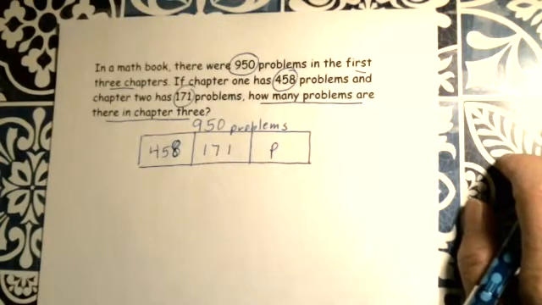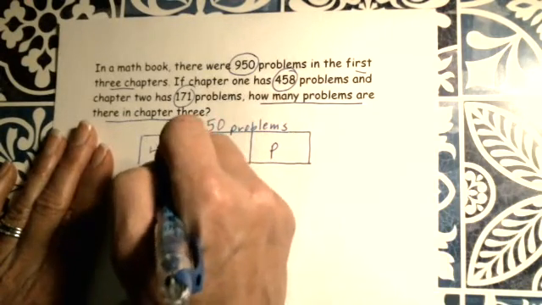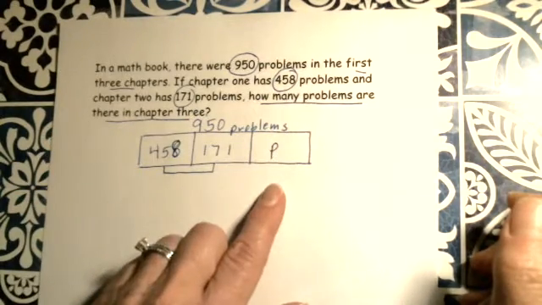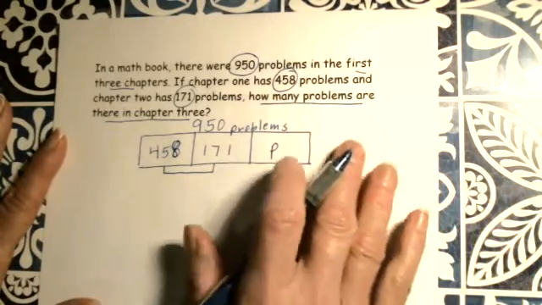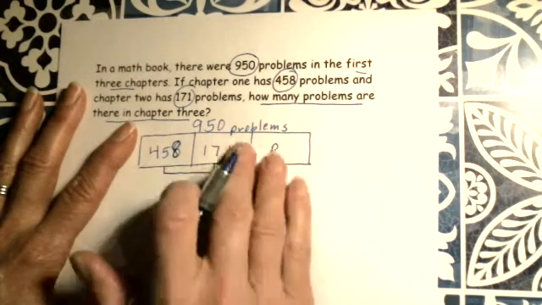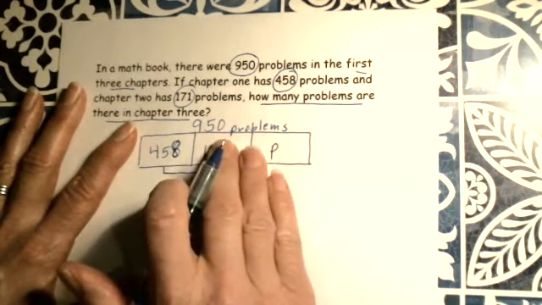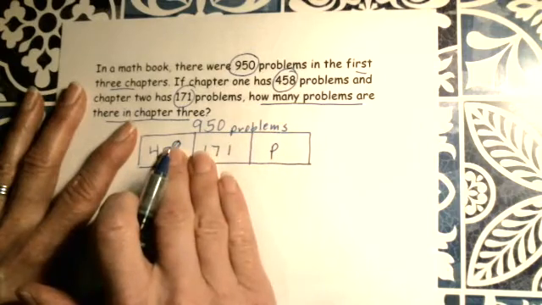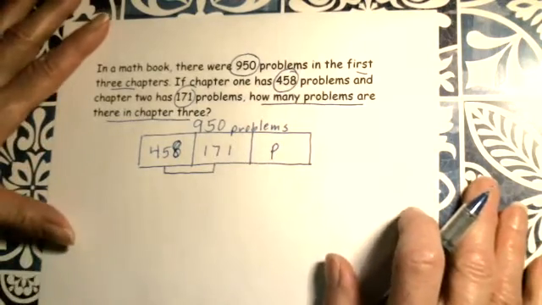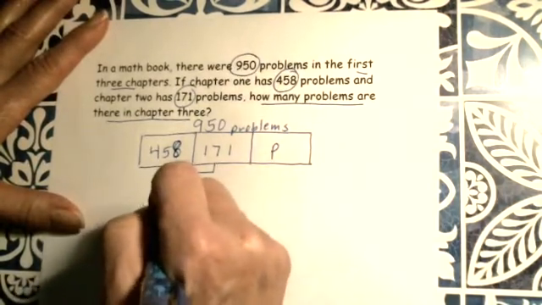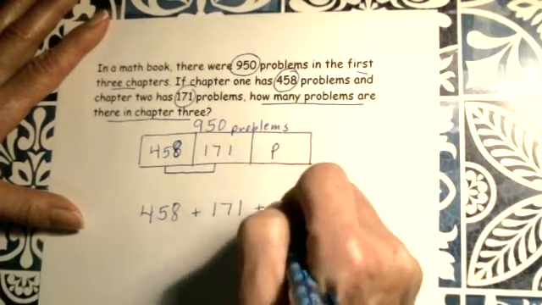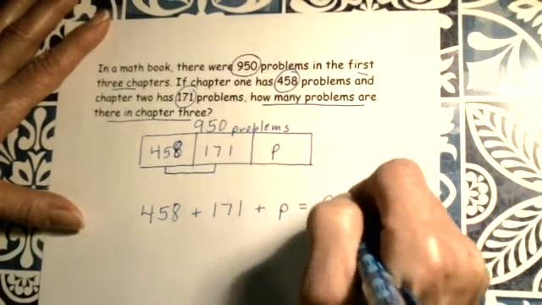P for problems. So we have a total, and then we have 2 of the chapters. We have to find the 3rd chapter. So to do this, if they give us a problem where they give you the total and then they give you parts of the total, you have to add these 2 up. And after you add these 2 up, you subtract it from 950. So let's write an equation. We could do 458 plus 171 plus P equals 950.